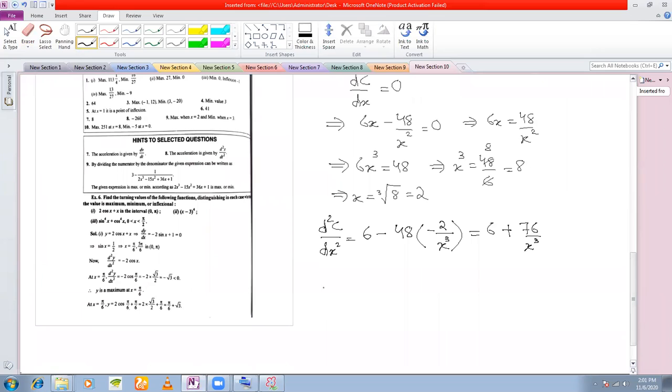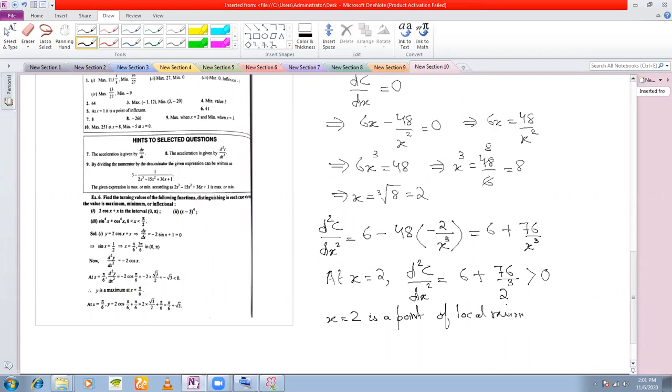Now what do you need to check? You need to check the sign of d2C/dx2 at x equal to 2. At x equal to 2, d2C/dx2 is 6 plus 96/2 cube, which is positive always, right? Therefore, x equal to 2 is the point of local minima. So when x is equal to 2, we get the minimum value.